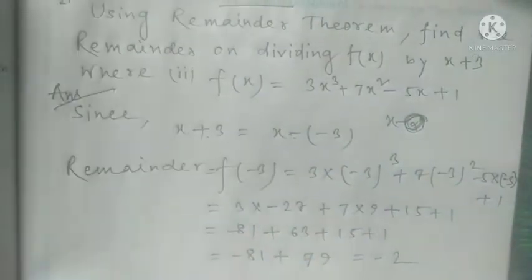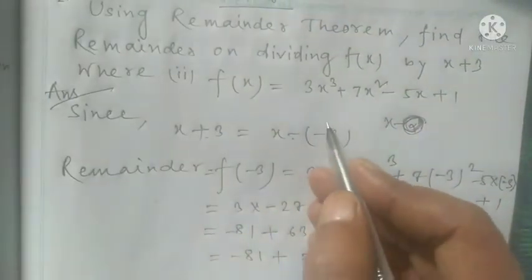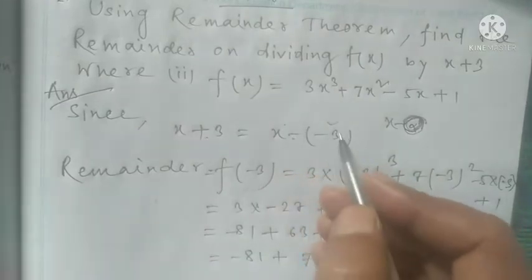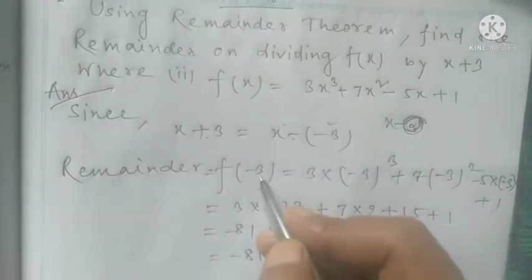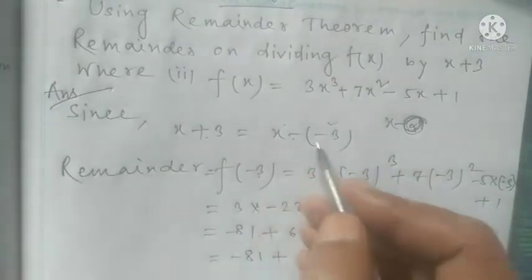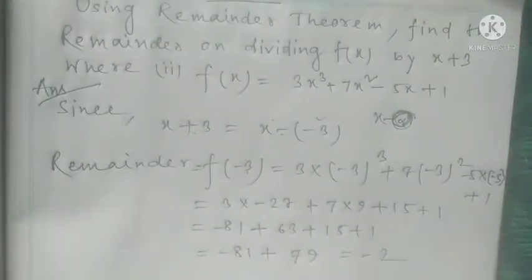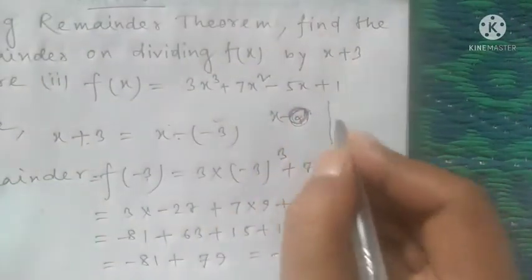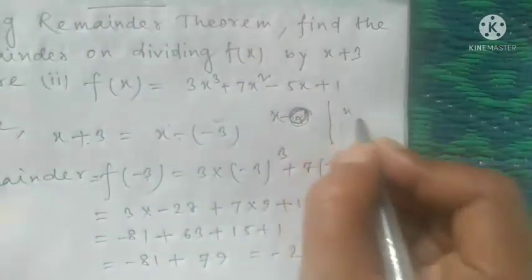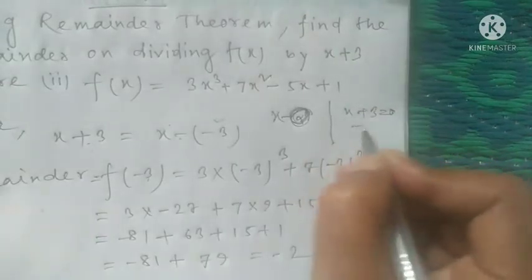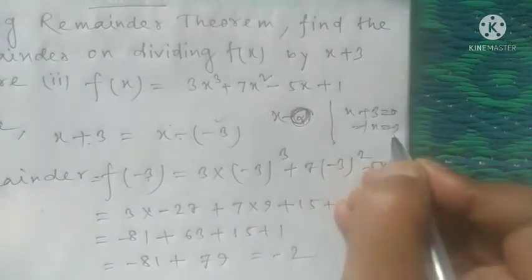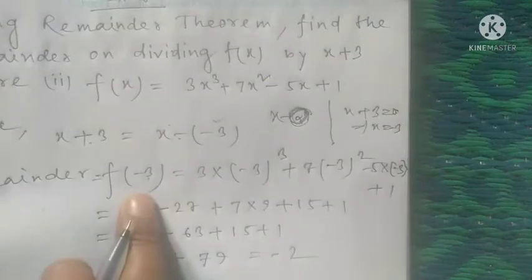Okay, so in this place, that means x minus alpha, this is the value of x. When you find the remainder, it is f of alpha. So I first told you this sum. Another trick, you can apply another trick. X plus 3, then x plus 3 is equal to 0, so x equals minus 3. So you have to put it in here.